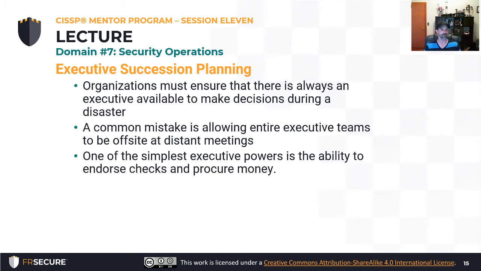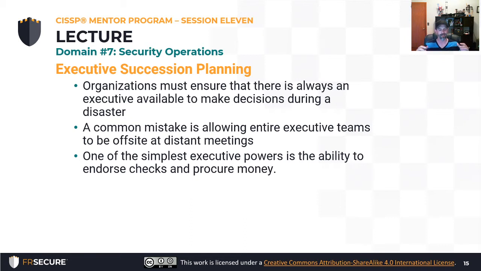So a common mistake is allowing the entire executive team to be offsite at distant meetings. I'll give you an example from a colleague of mine. Right when COVID hit, they had already had a rule that said that no more than 2 executives could be on the same airplane at the same time.